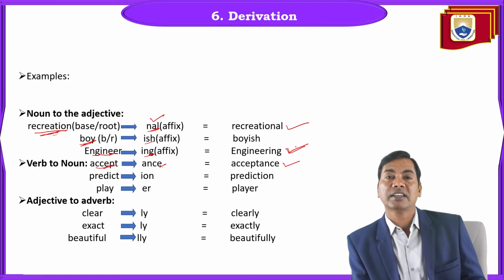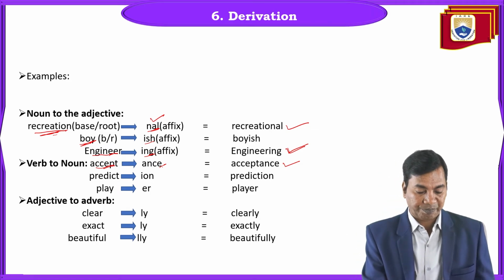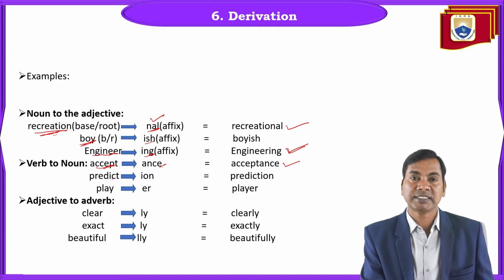So we are deriving new words, nouns, from the verbs. Predict is a verb. You know that: predict, predicted, predicted, right? How do we derive a noun from this verb predict? By adding ion, which is a bound morpheme, or you can say by affixing ion to that. So that becomes prediction.